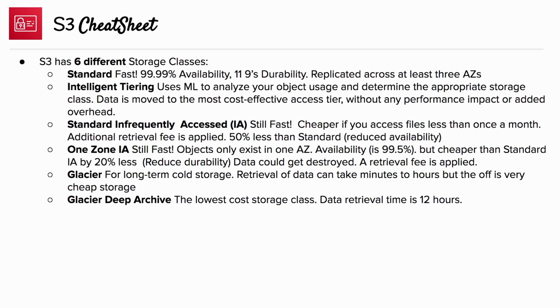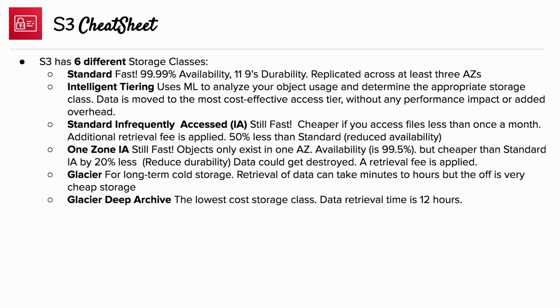Then you have standard infrequent access, abbreviated to IA. It's just as fast as standard. It's cheaper if you're accessing files less than once a month, so just one file in the month. If you access it twice, now it's the same cost as standard, and probably a little bit more because there's an additional retrieval fee when you try to grab those files. It is 50% less than standard. The trade-off here is reduced availability.